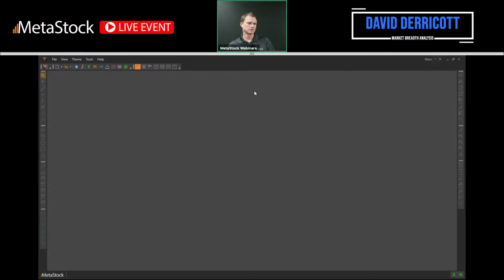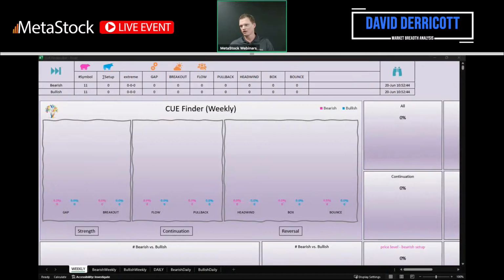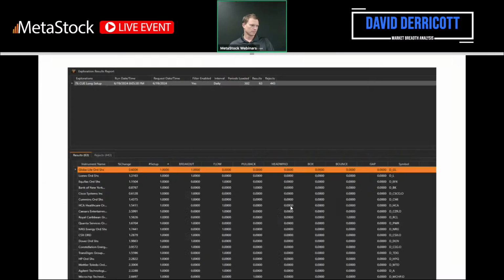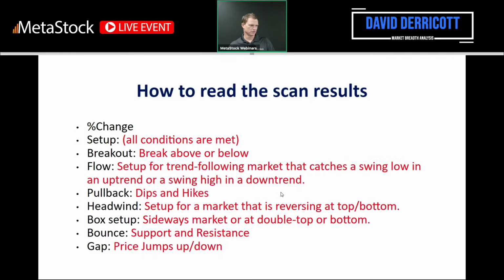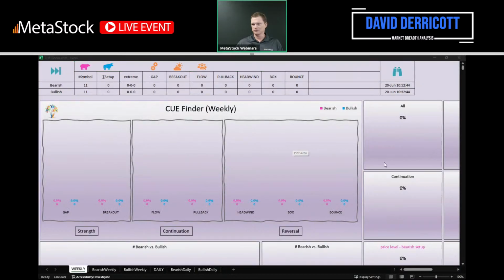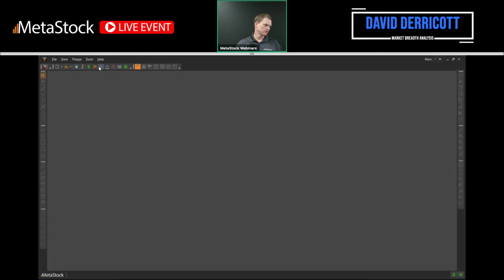I'm running out of time, so unfortunately I'm going to have to head back to my PowerPoint real quick and we'll finish up. But here's just another screenshot. So here's what I wanted to show. This is actually the setup, the long setup. It shows you the percent change. Let me actually go back into this so everybody can see what I'm talking about.